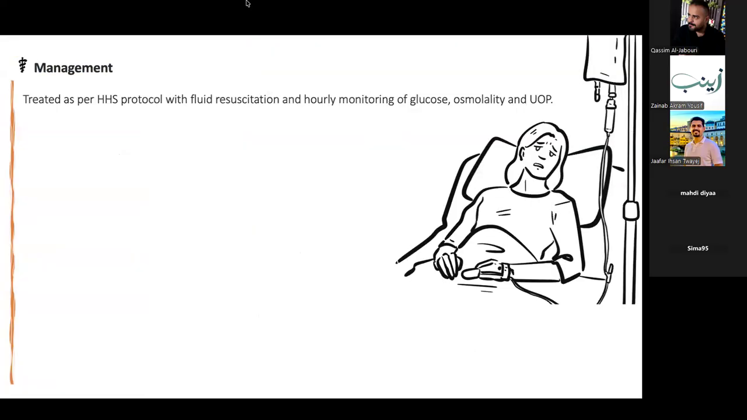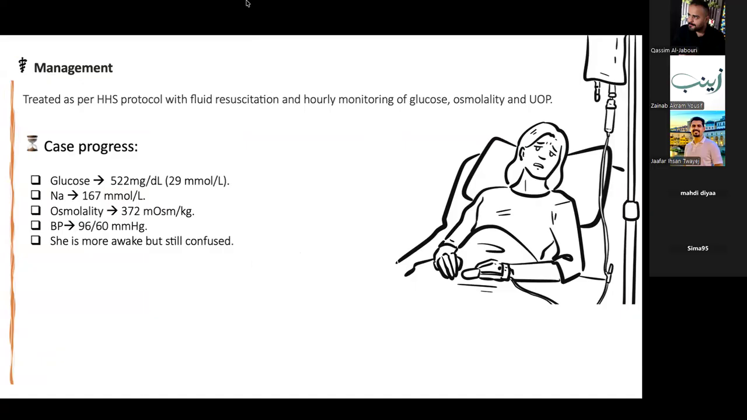Good. So the way we manage this case is to treat as per HHS protocol with fluids and hourly monitoring, as we mentioned earlier. As you are managing her, her glucose dropped to 522. Her sodium of 167 hasn't really shifted that much, but osmolality is improving. Her blood pressure has slightly gone up, and she is more awake but still confused. So far, happy with the progress of this case? Happy with your patient?